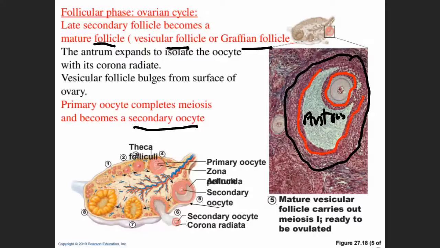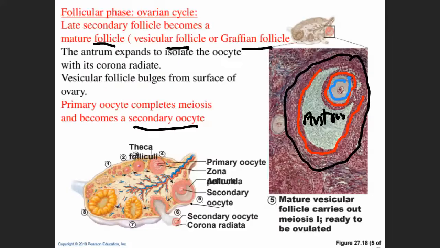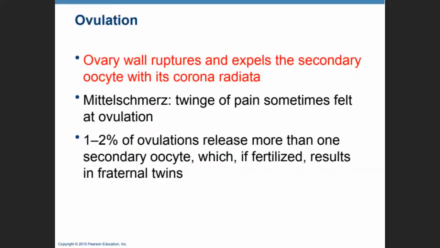The structure that surrounds the oocyte, called the zona pellucida, is definitely visible. Is that thin line right there? Okay, so this is the follicle or the oocyte that's going to be ovulated at the end of the ovarian cycle. So the ovarian wall ruptures and expels the secondary oocyte with the cells around it, the corona radiata.